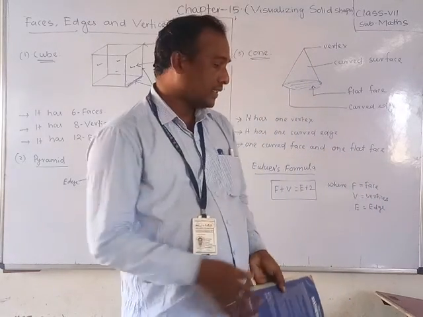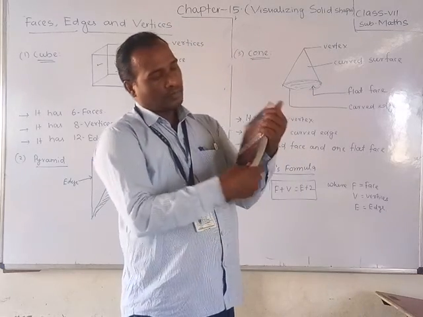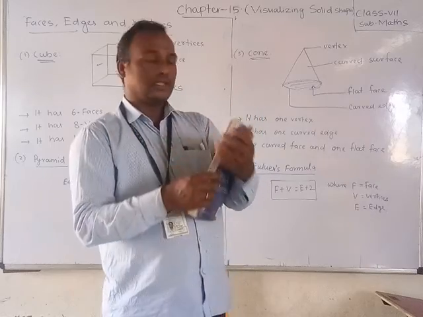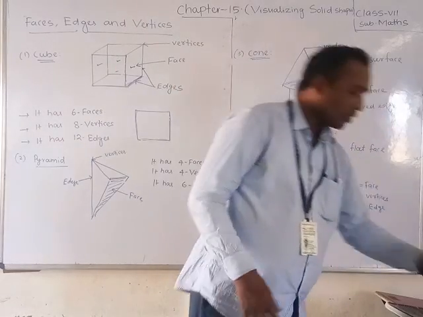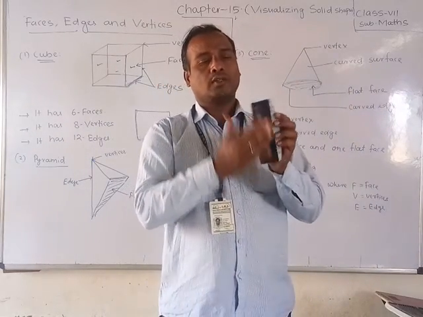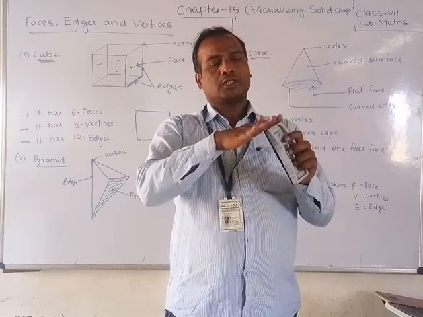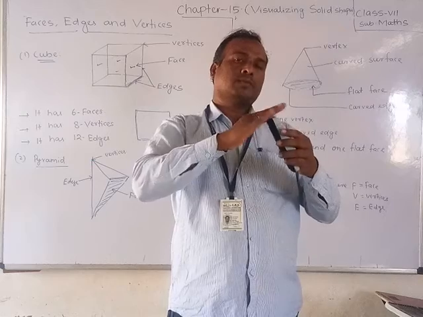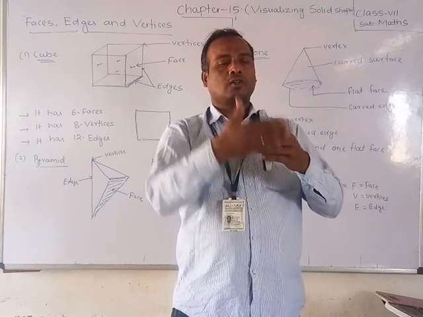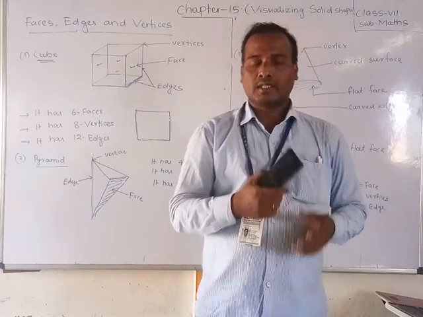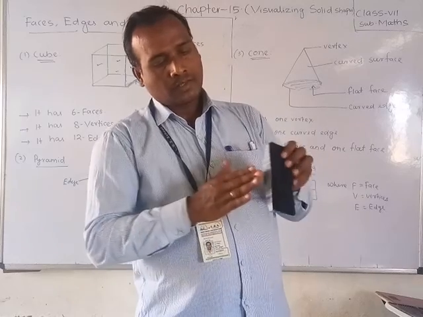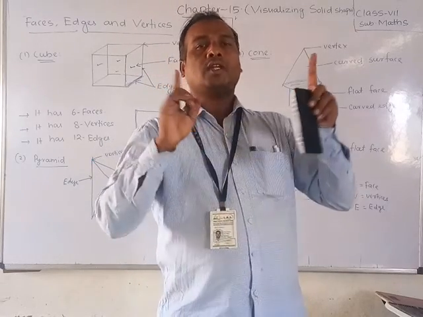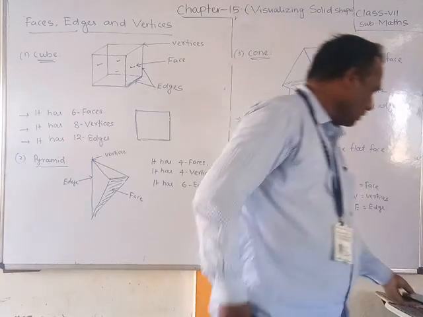And what are edges? Edges means this line, that is, where 2 faces meet. In the duster also we can say these are the faces: 1, this side also 1, 2, this is 3, 4, 5 and 6. So 6 faces are there, but what are the edges? Now these faces, where they meet, that is called the edge.